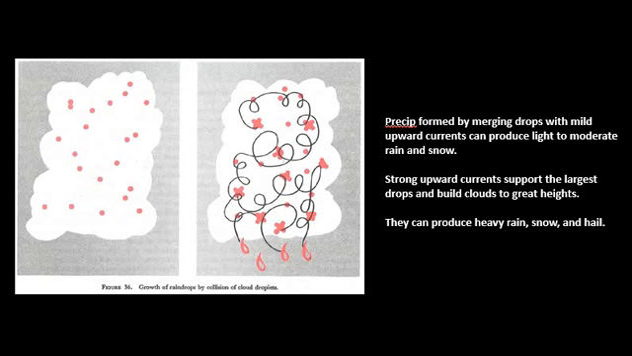So precip is just short for precipitation formed by emerging drops with mild upward currents. Now you can have mild currents, that'll give you light to moderate rain or snow, but if you have strong upward currents here, then you're going to get some heavy rain, snow, and even possibly hail.